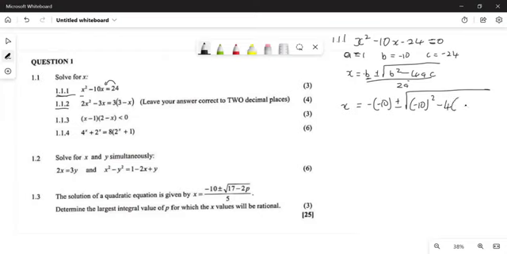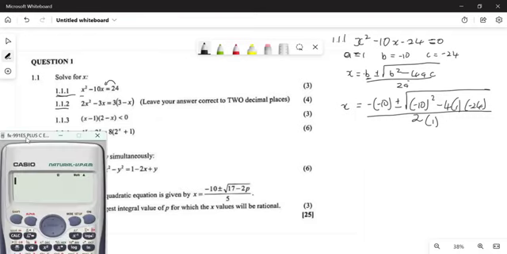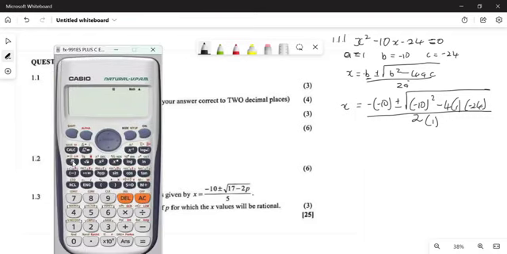What do you put here? Minus 1, positive 1. And then I'll put negative 24. And then 2 into 1. Okay, let's punch this in our calculator. I will also try to punch it on this side so that we compare our answers.